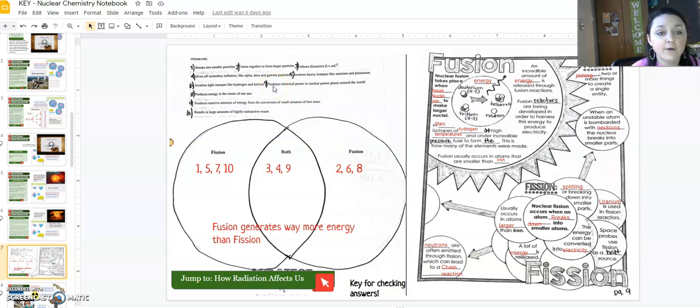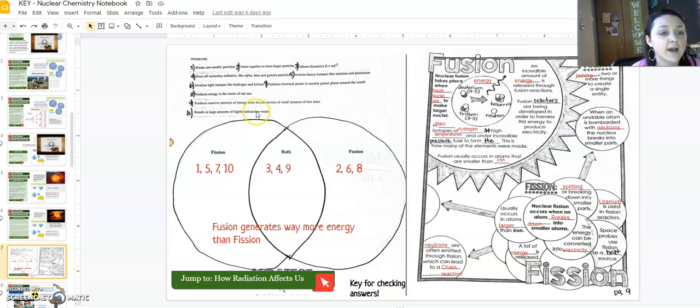Produces electrical power in nuclear power plants. That is going to be fission. Produces energy in the sun. Remember, that's got a lot of heat. That's fusion. Produces massive amounts of energy from small amounts of lost mass. That's going to be 9. Both of them produce lots of energy.